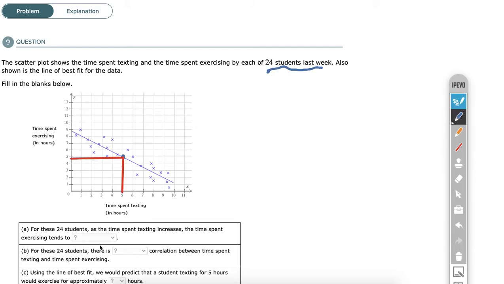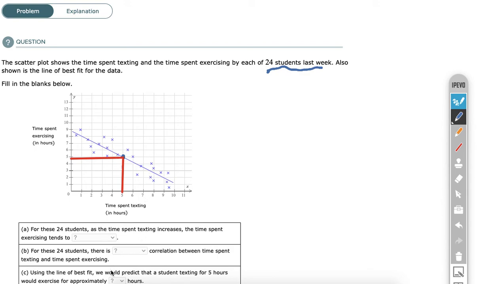And for the 24 students, there is a blank correlation between time spent texting and time spent exercising. So this would be a negative correlation. As one goes up, the other one's going down. So time spent texting going up, time spent exercising going down. And we can see that because it's a negative slope on the graph.